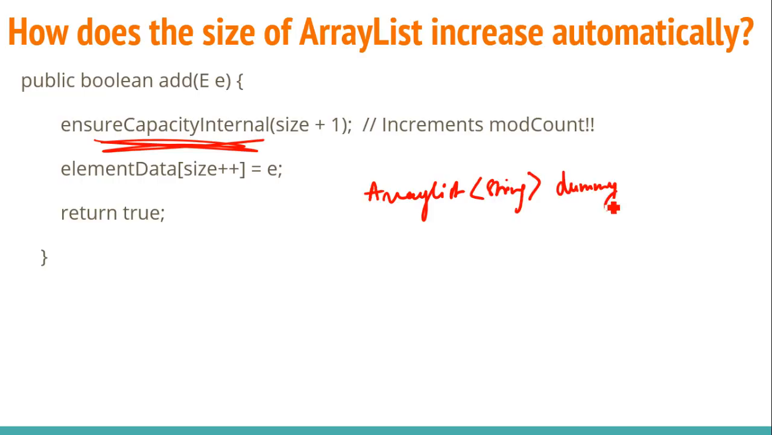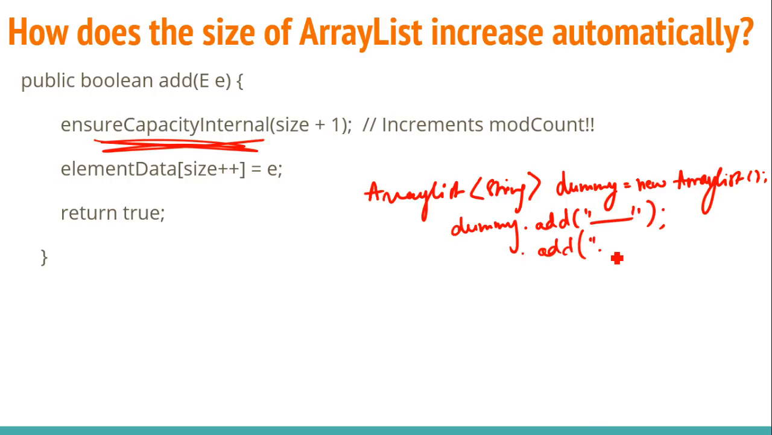Let's call it dummy. Okay, new array list. Fine. Now what you're trying to do is add elements into this dummy, some xyz elements, and you keep adding these elements 10 times. Now every time you call this add method, it will go and execute the add method present in the array list class.